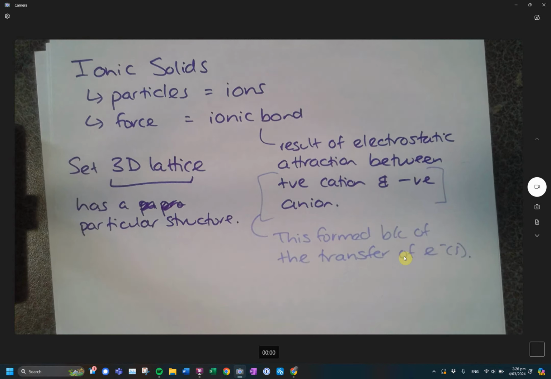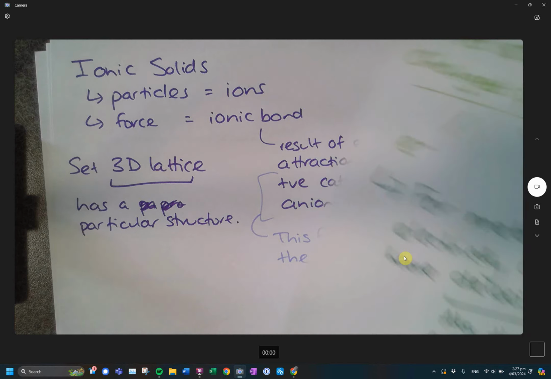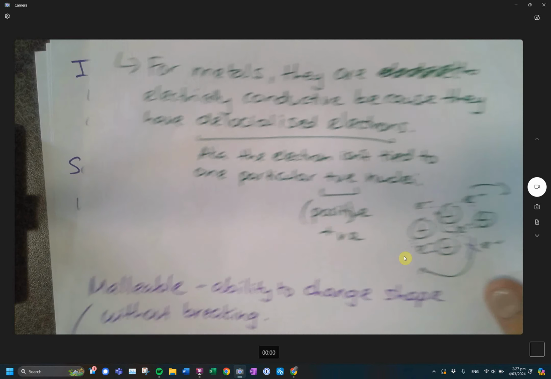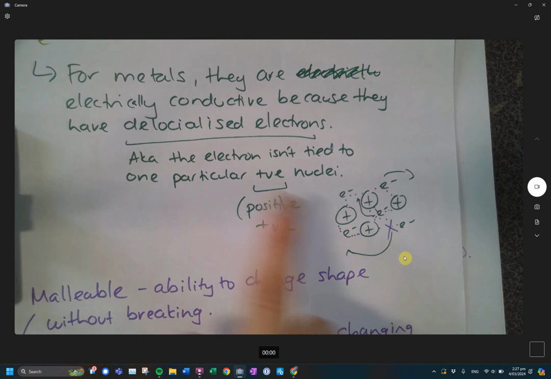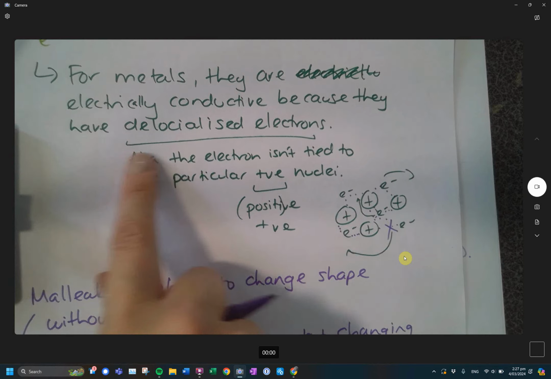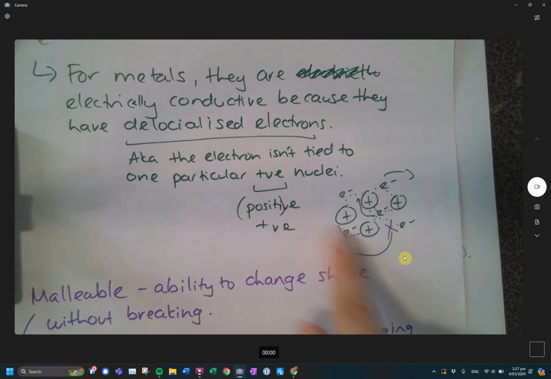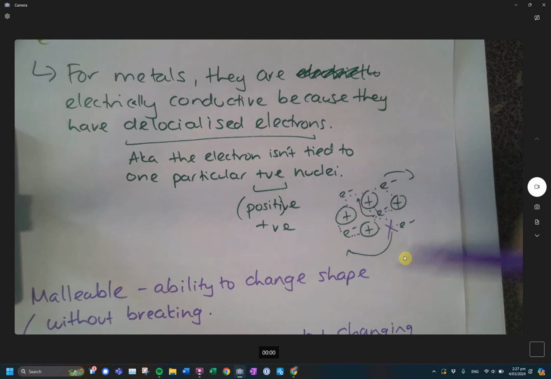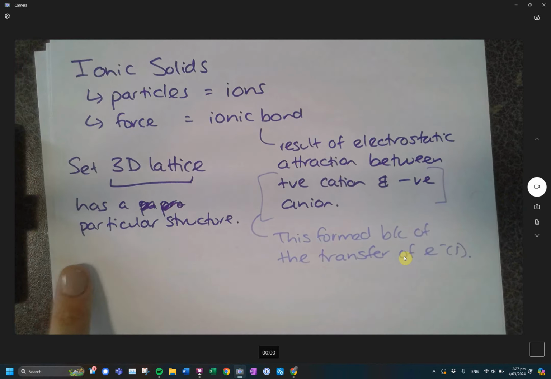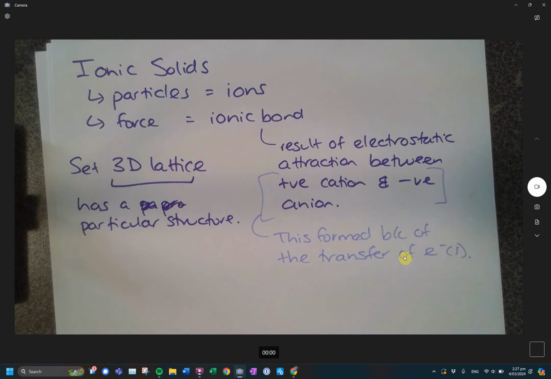So just as a comparison to what we were talking about last topic, I'm just going to quickly put something down. When we talked about metals, we said that they had no set 3D lattice. With that no set 3D lattice, it was because the electrons were delocalized and they were moving everywhere around. There wasn't a set bonding pattern between this nucleus and that electron. So that had no set 3D lattice. This one does have a set 3D lattice. So we have to have that alternation between positive and negative.